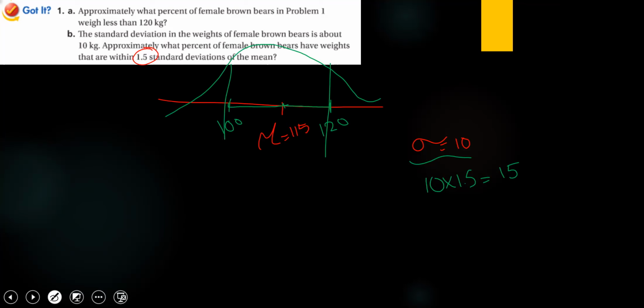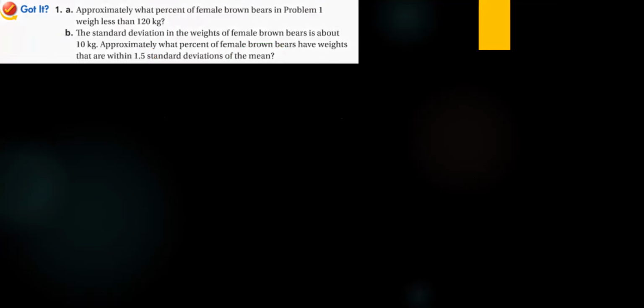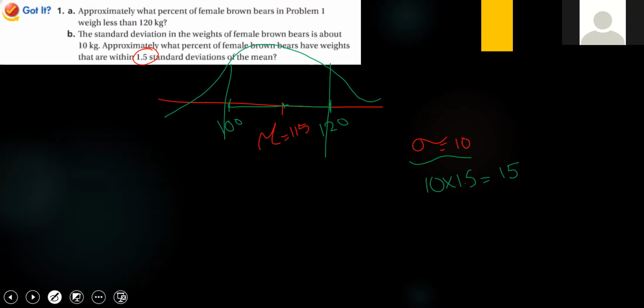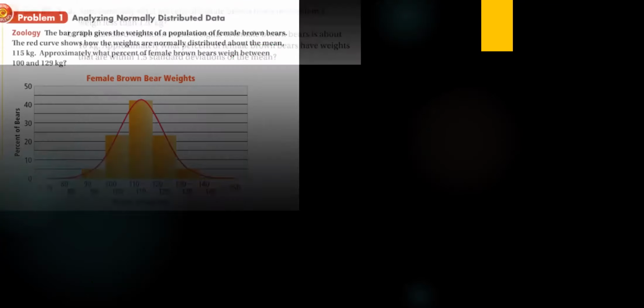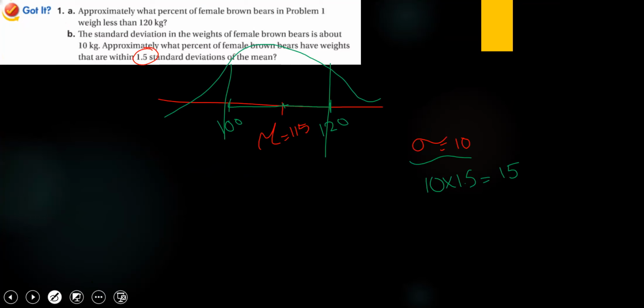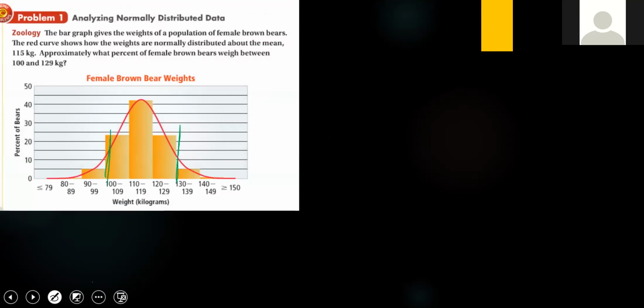That is deviate 1.5 standard deviations from the mean. So let's come back here. From 100 to 120... 115, yeah, to 115 plus 15, 130. So here is 130, so it's up to here.